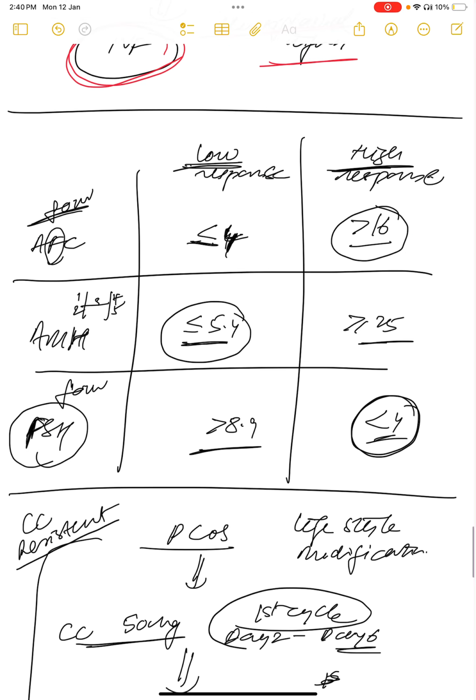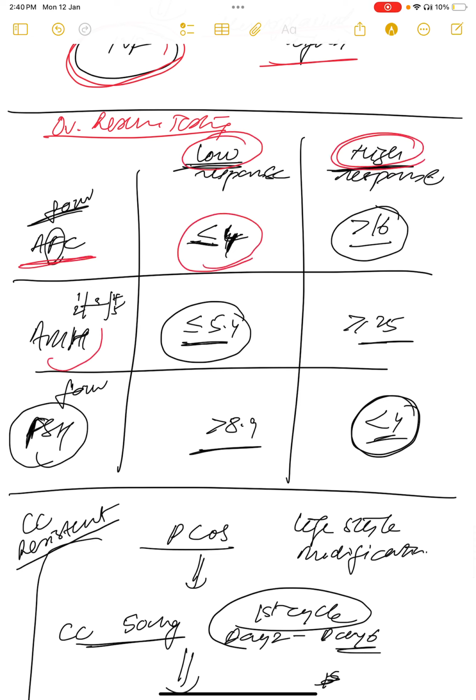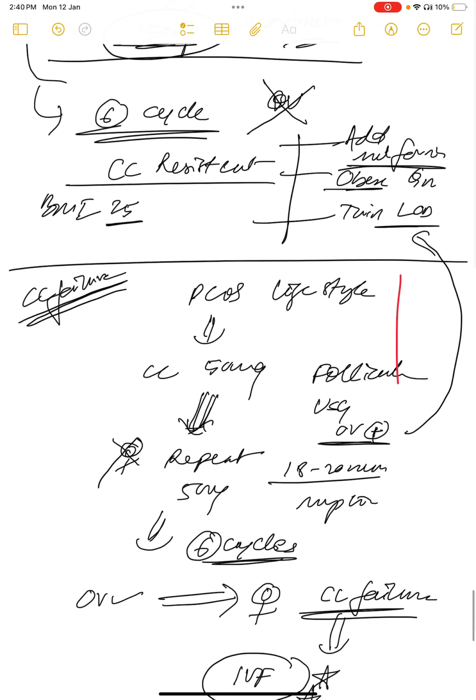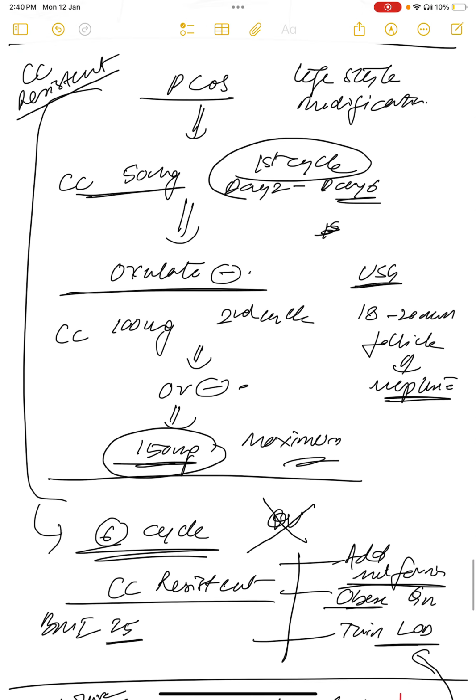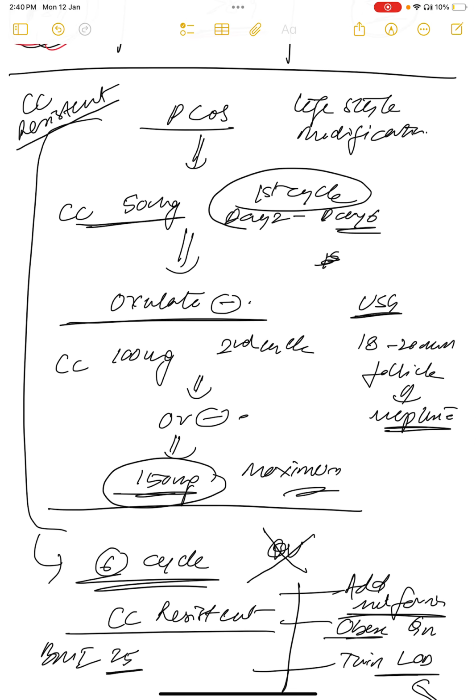Next, for ovarian reserve testing, you'll look for low reserve or low response or high response: antral follicular count of less than 4, AMH of less than 5.4, FSH of more than 8.9 indicates low response. Next, clomiphene resistance and clomiphene failure we already learned. Clomiphene resistance means ovulation is not occurring. There is no rupture. Maximum you can give is 150.